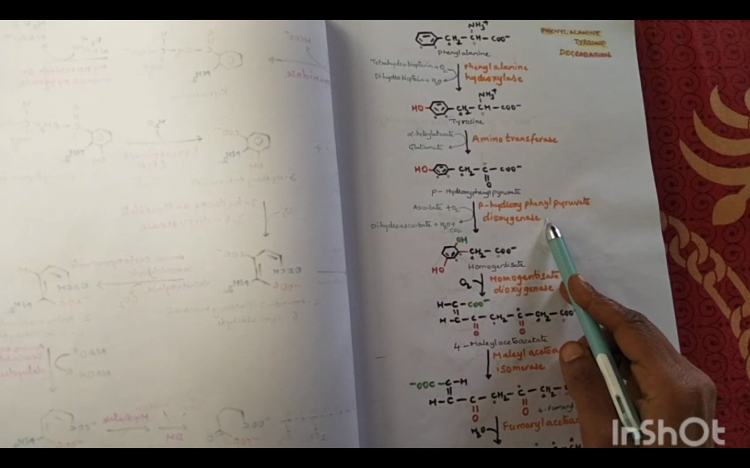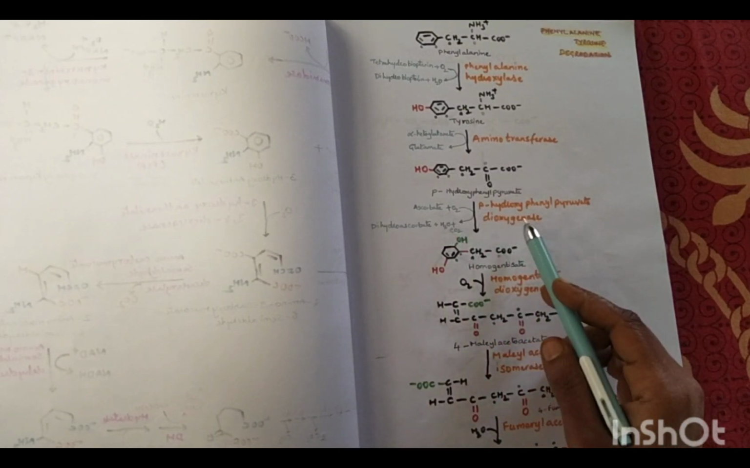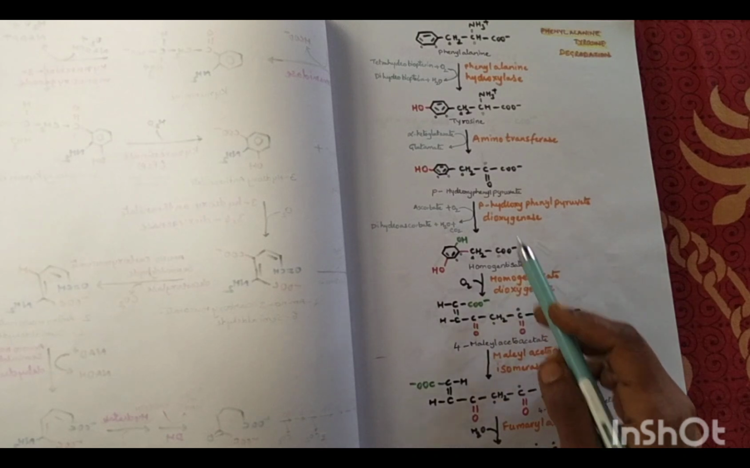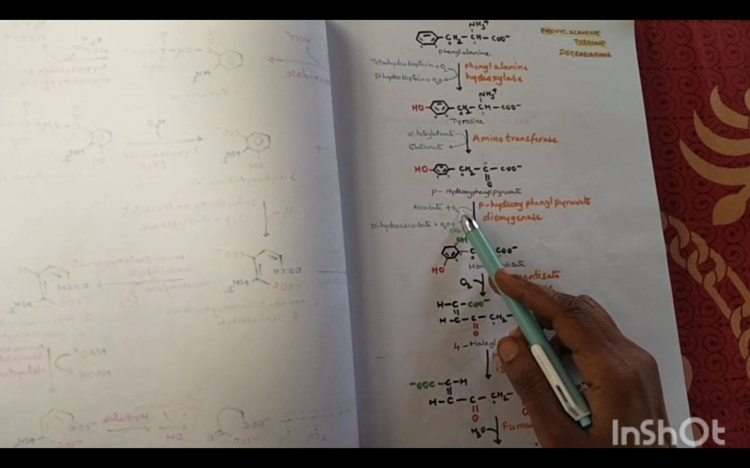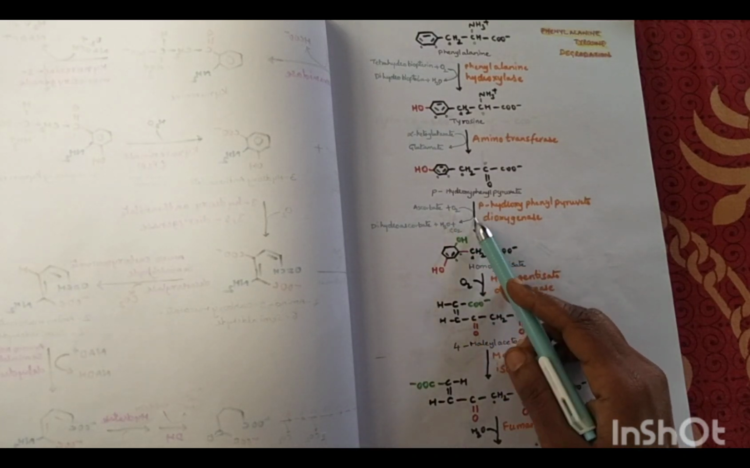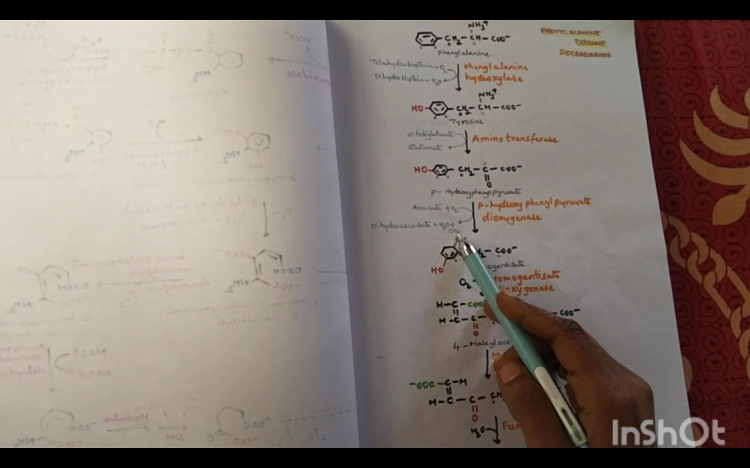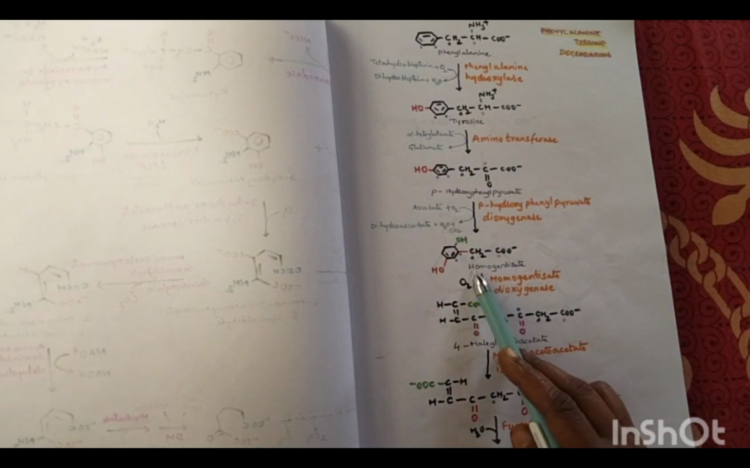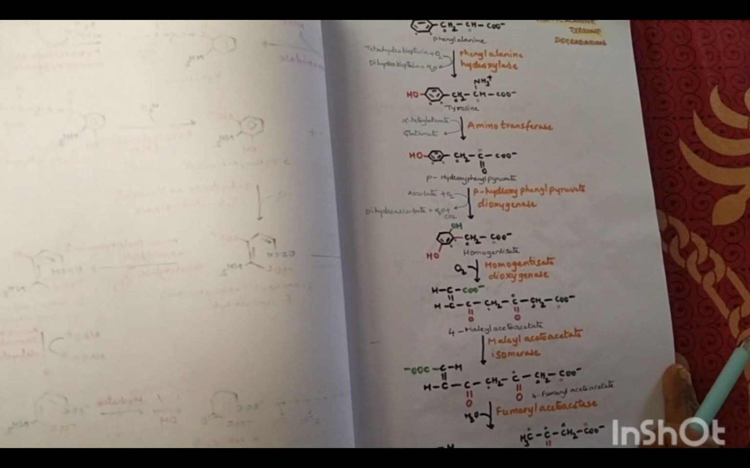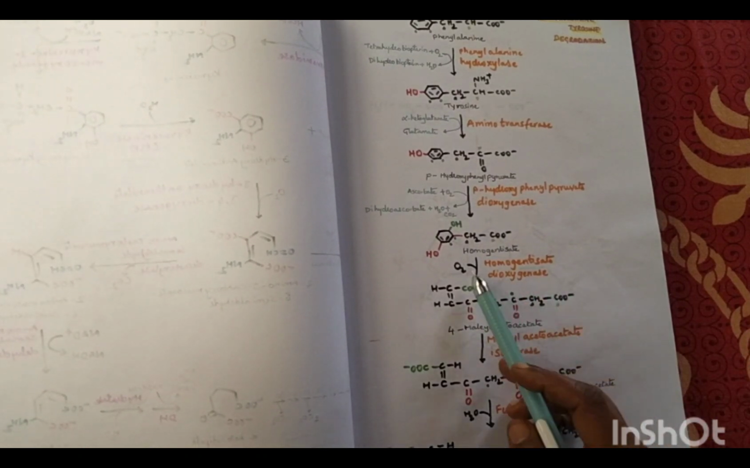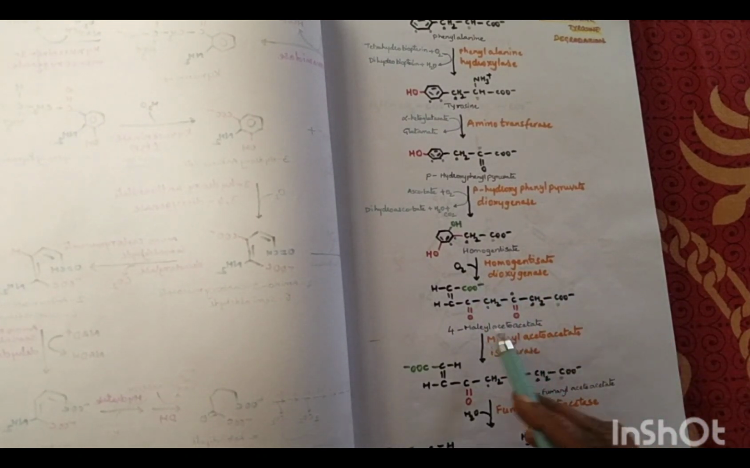This p-hydroxyphenylpyruvate, in the presence of p-hydroxyphenylpyruvate dioxygenase, forms homogentisate. Here ascorbate and oxygen molecules are taken in, and dihydroascorbate plus water and carbon dioxide are released out. Homogentisate, in the presence of homogentisate dioxygenase, takes in a molecule of oxygen and forms 4-maleylacetoacetate.